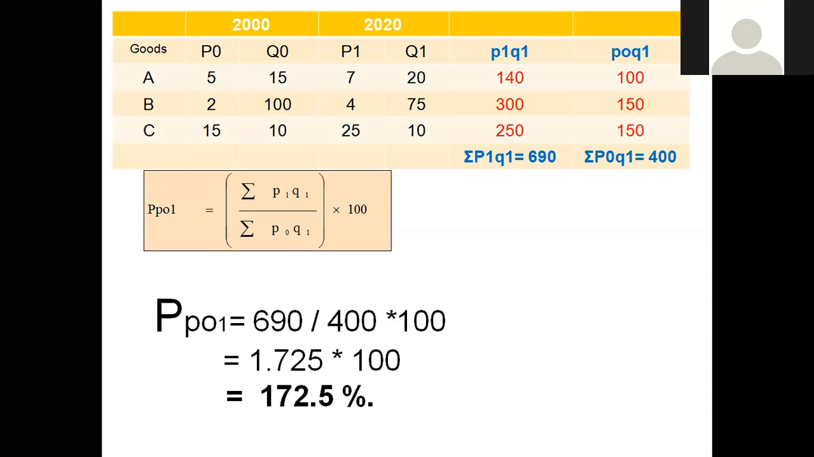Base year price, for example, see, the government employees, how can the government increase their salaries on the basis of the index numbers? What are the products they are consuming? Those are the necessity commodities.